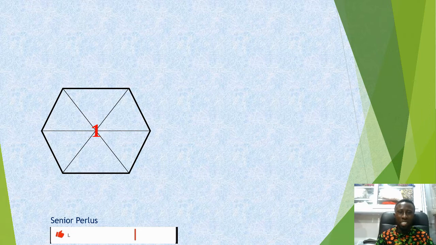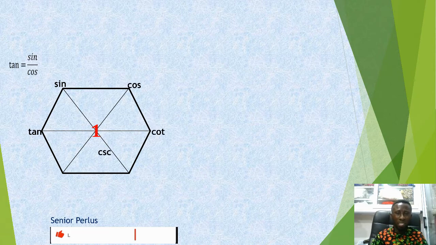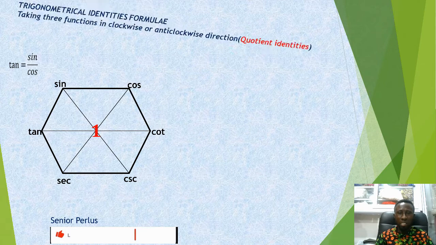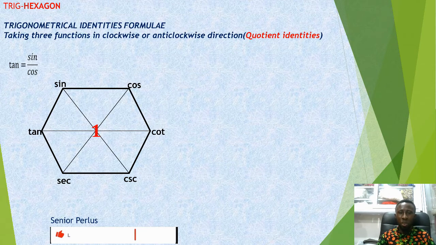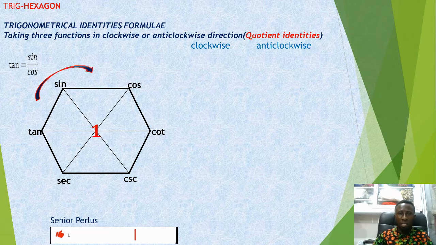Dear ones, now that we know how to draw the trig hexagon, we are going to use the trig hexagon to know the trig identity formulae. Let's start with the quotient rule. That is, taking trig functions in clockwise or anticlockwise direction. From the clockwise direction, tan is sine out of cosine.